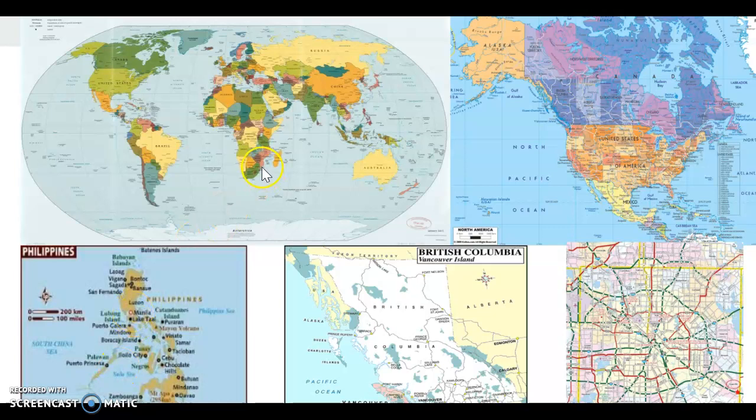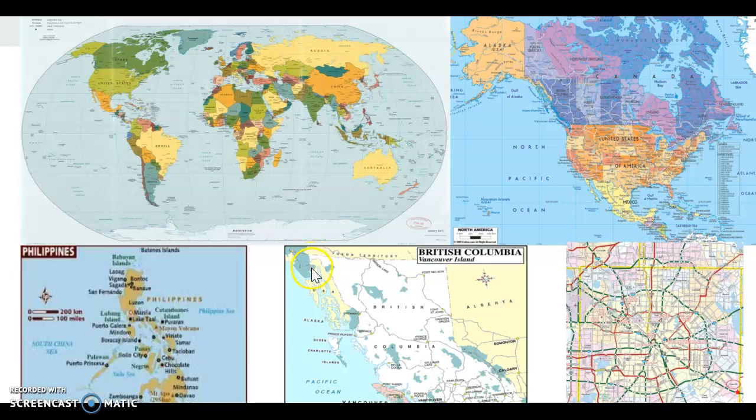We see a global scale, kind of the political map of the world, the one that we see in the top left-hand corner. The top right-hand corner we would categorize as being a regional scale of North America, or continental scale, I guess you could say. I don't hear that much, but that would work. Just this map of the Philippines would be a national scale. Basically, we're showing an entire country, so that would be at a national scale.